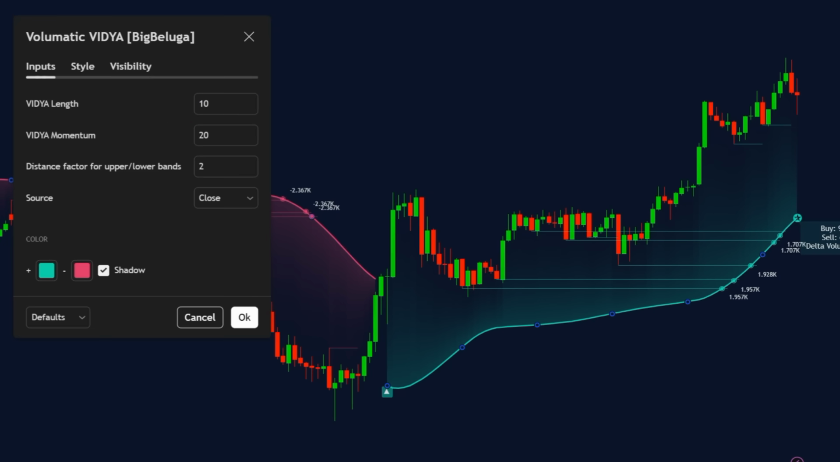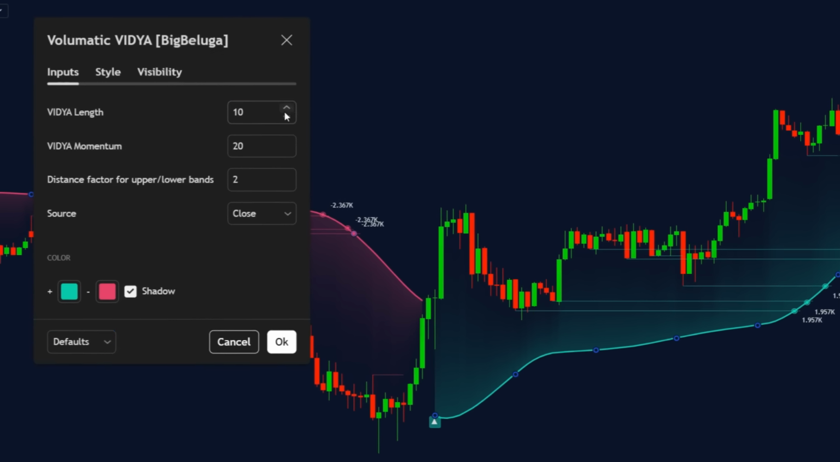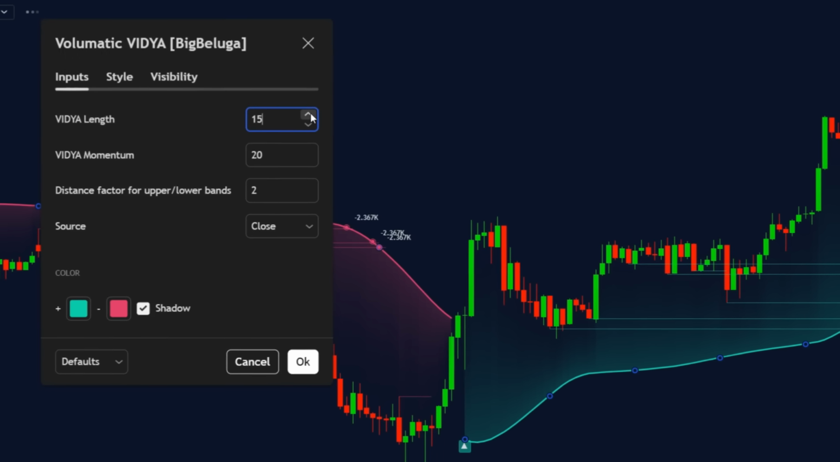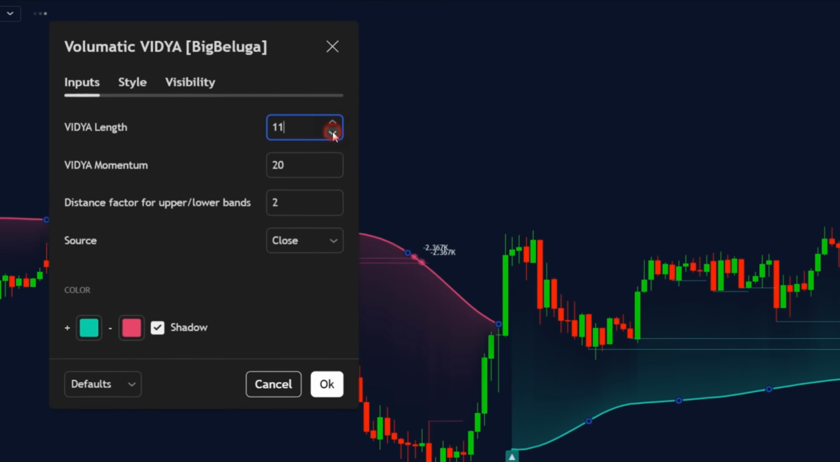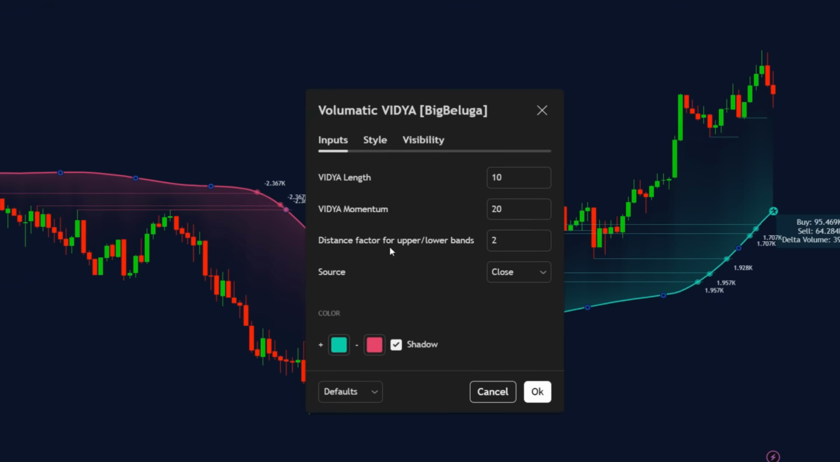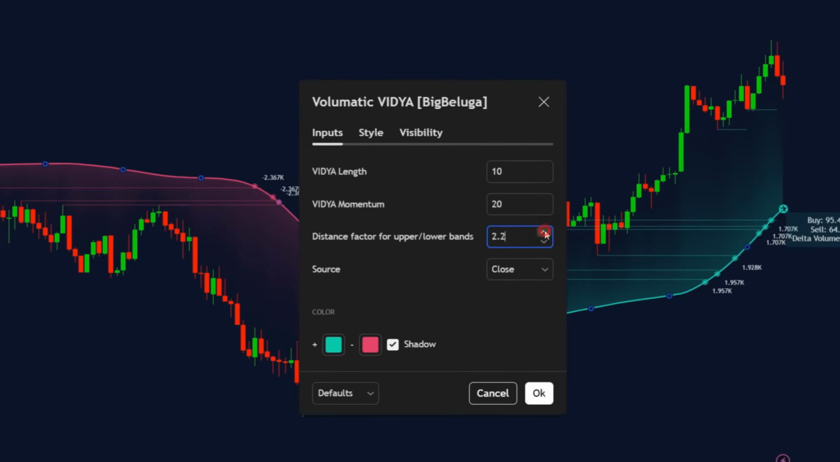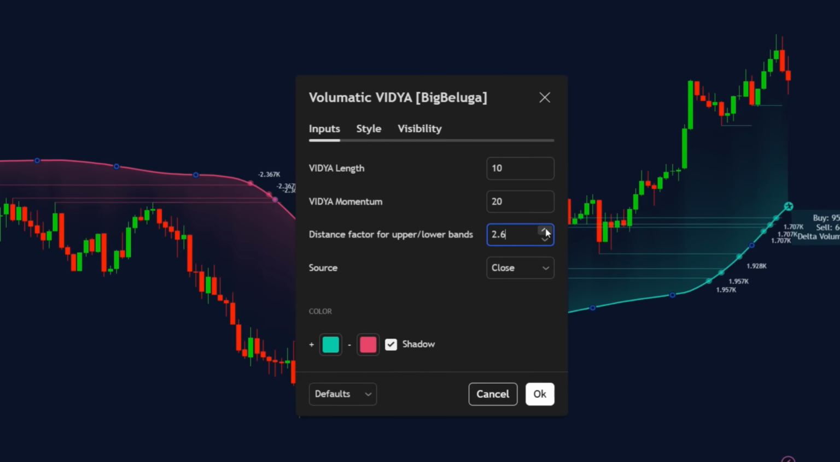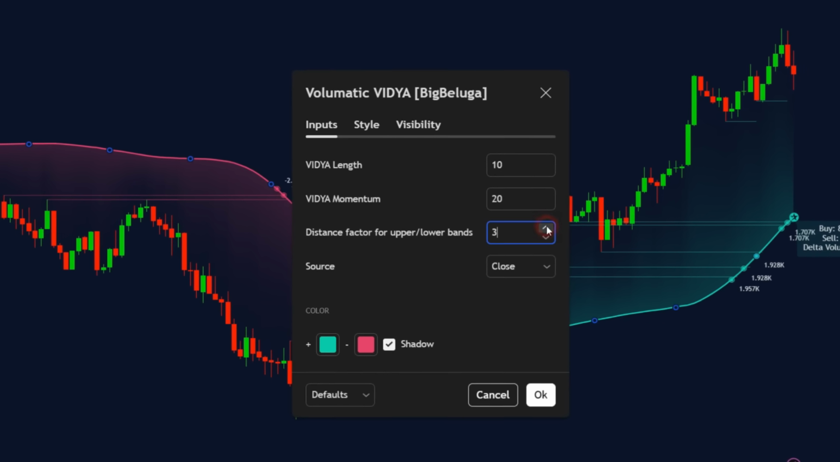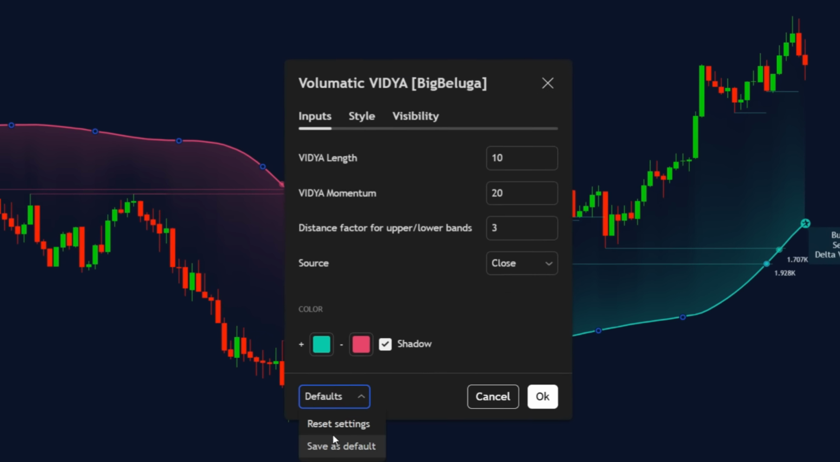If you are a swing trader, if you trade the 1-hour or 4-hour charts, keep this number on default or even increase it. This filters out the noise and keeps you in the trade for the long haul. Next is the distance factor. This controls the width of the bands. If you are trading an extremely volatile asset like gold or a meme coin, increase the distance factor. This prevents a sudden wick from closing your trade prematurely.